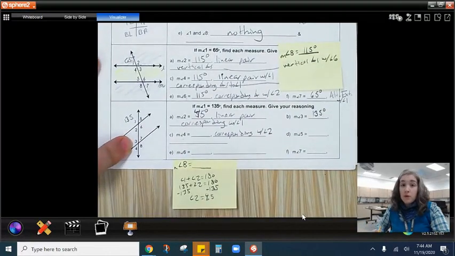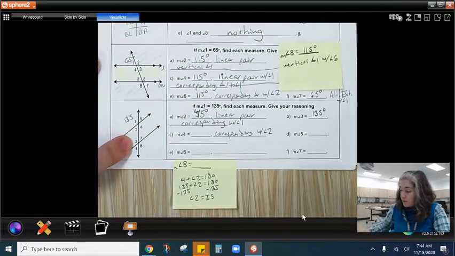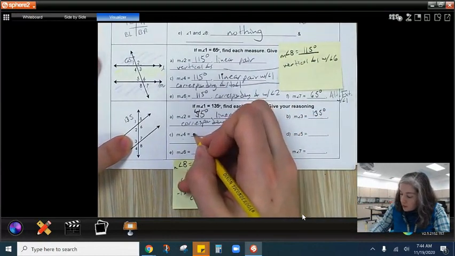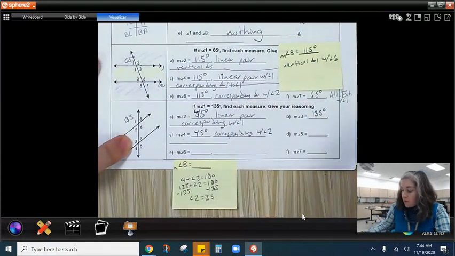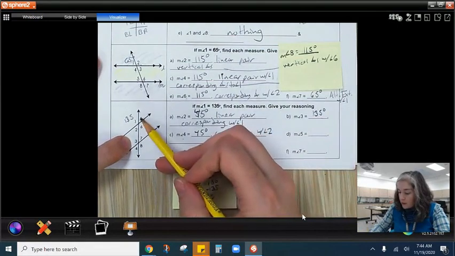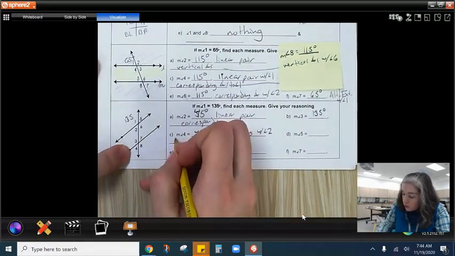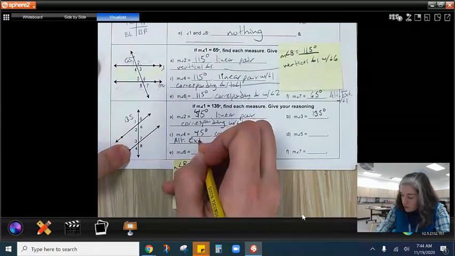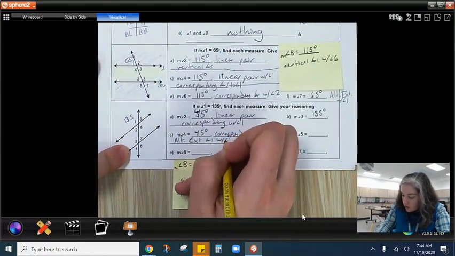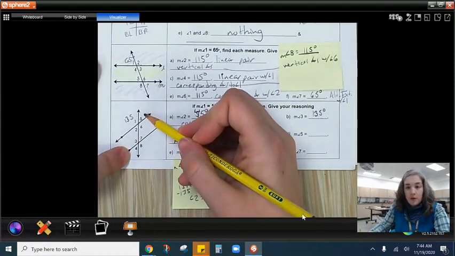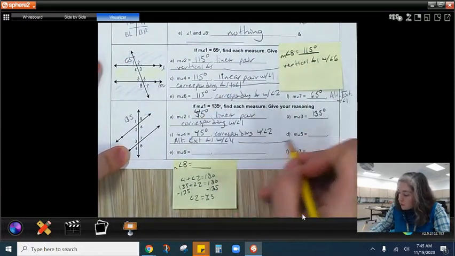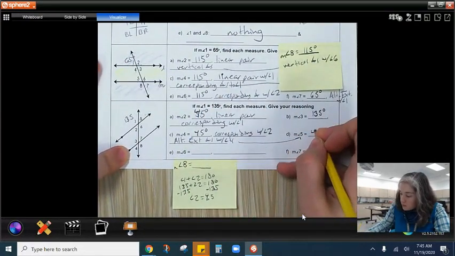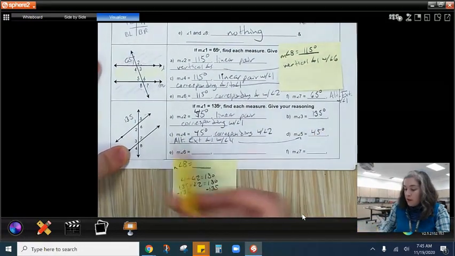It could be a linear pair with angle 3 as well. So there's multiple reasons for this one. Because of that, it's going to be congruent. So angle 4 is also 45 degrees. Angle 5 is up here. Well, it is alternate exterior angles with angle 4, right? So that means they are congruent. So this one is also 45 degrees.